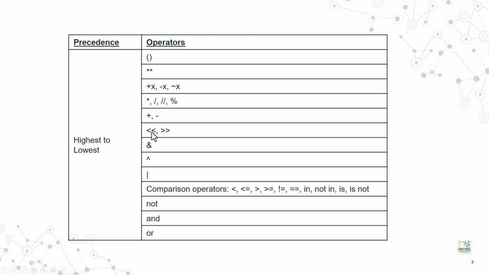These are called bitwise shift operators, left shift and right shift. Then you have bitwise and, bitwise XOR, bitwise OR. Then you have comparison operators, that means relational operators: less than equal to, greater than equal to, not equal to, and equal to. Then you have membership operators called in and not in. Then you have identity operators, which are is and is not. Then you have not and or, which are logical operators. So this will be the sequence which you have to follow whenever you are evaluating any expression in Python programming language.